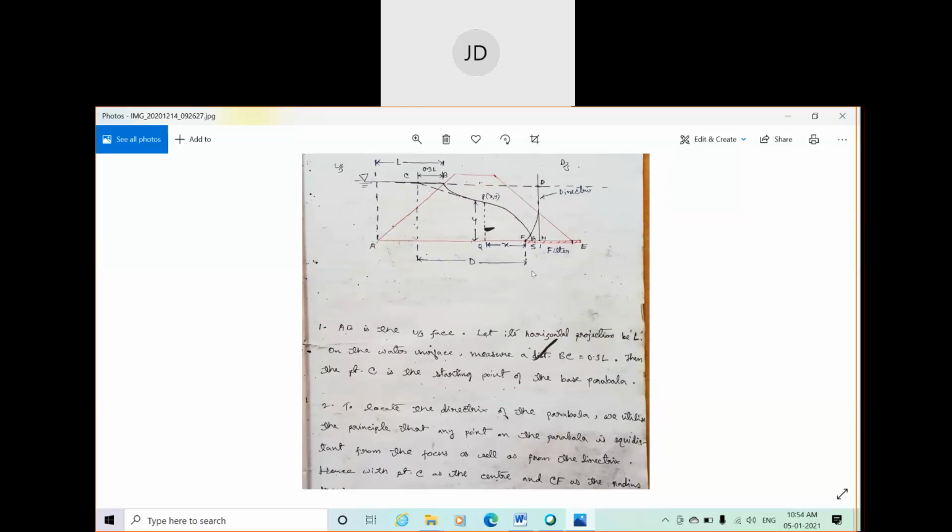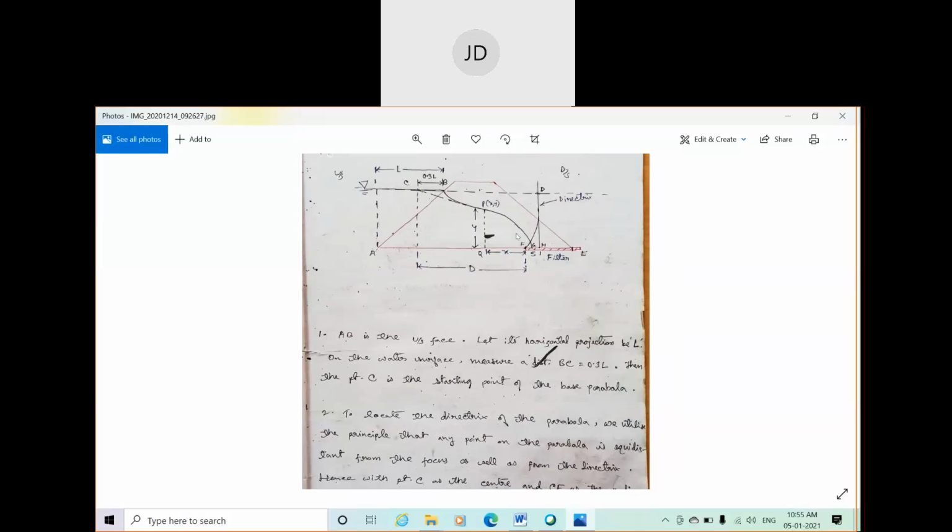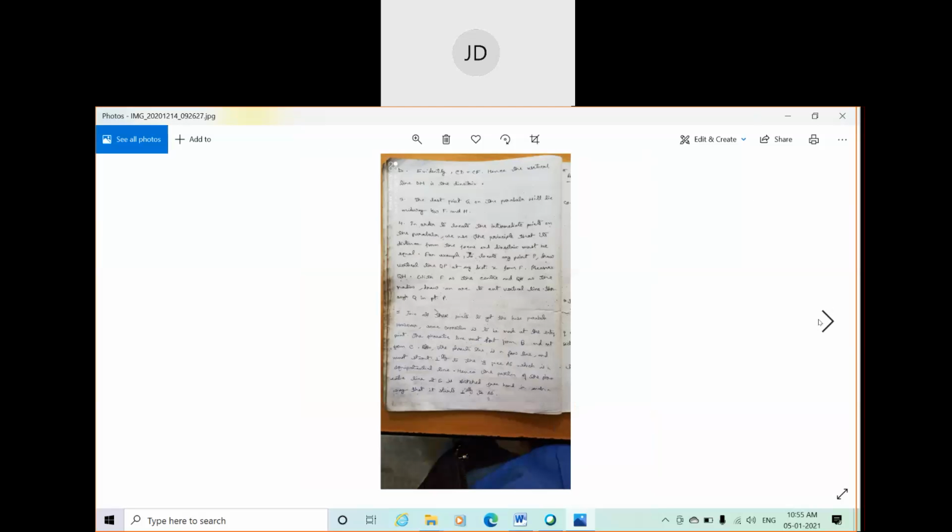As per the principle of the parabola, any point, suppose this point P on the parabola, is equidistant from the focus and the directrix. If you measure this distance and this distance, PF will be the same. It is the principle of the parabola. Based on this simple principle, the phreatic line is drawn graphically. Total 5 steps are there, you just go through this.